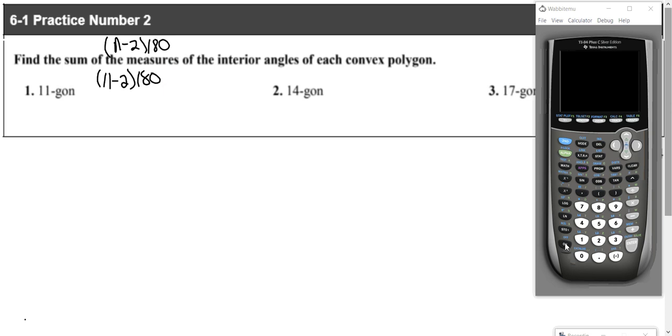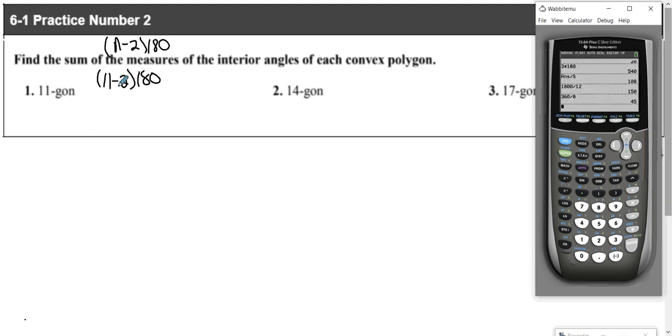And just use your calculator. 11 minus 2 is what? Hopefully you don't need your calculator for that. 9 times 180. 1,620 degrees. Next, how many sides? 14 sides. 14 minus 2 times 180. Hopefully you don't need your calculator for 14 minus 2. It's 12. 12 times 180.